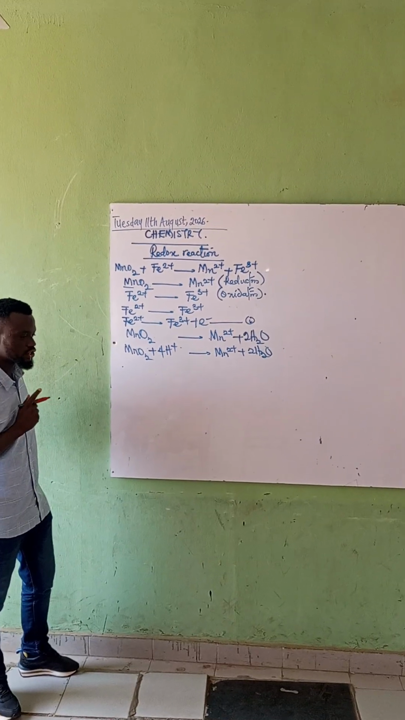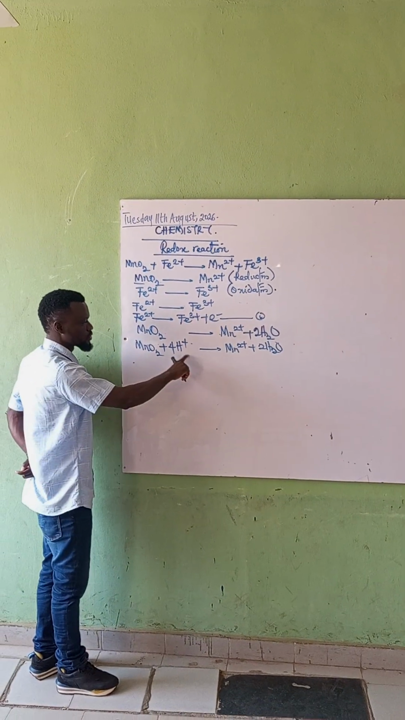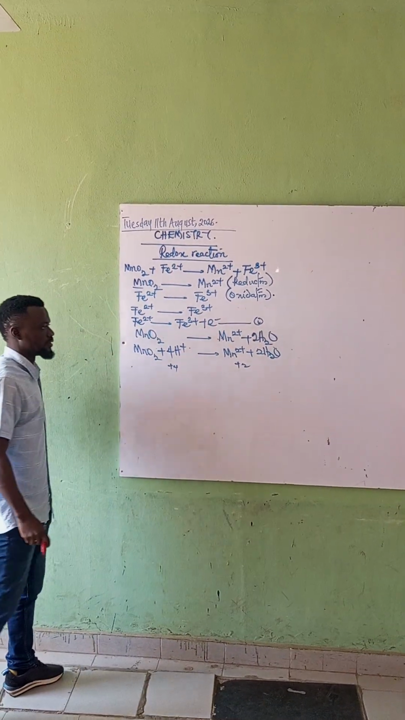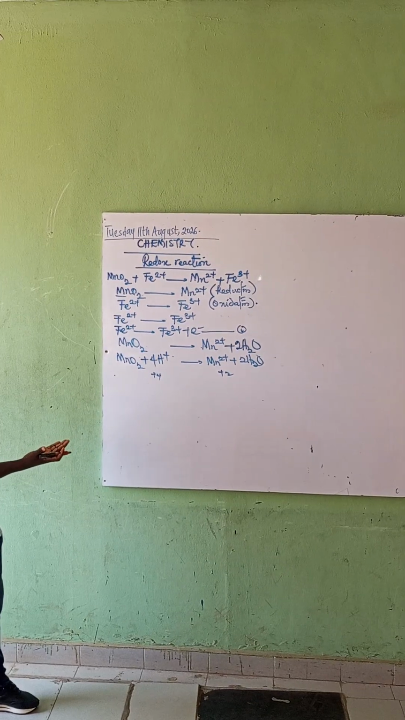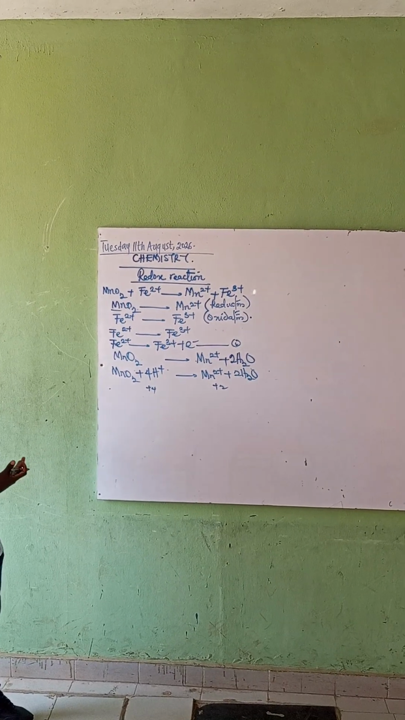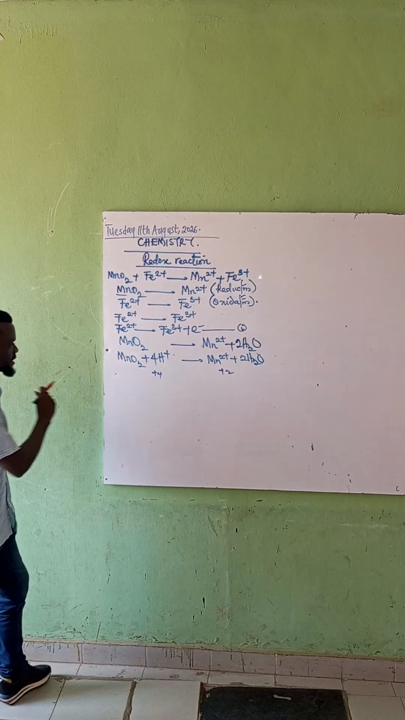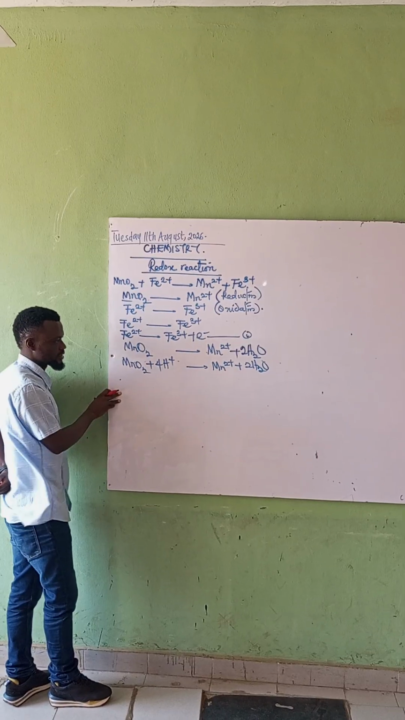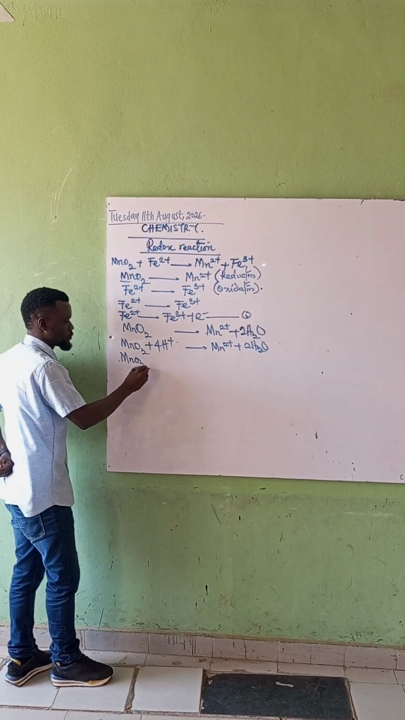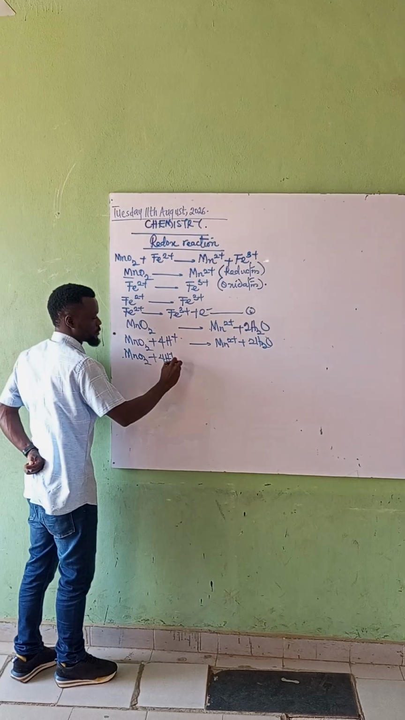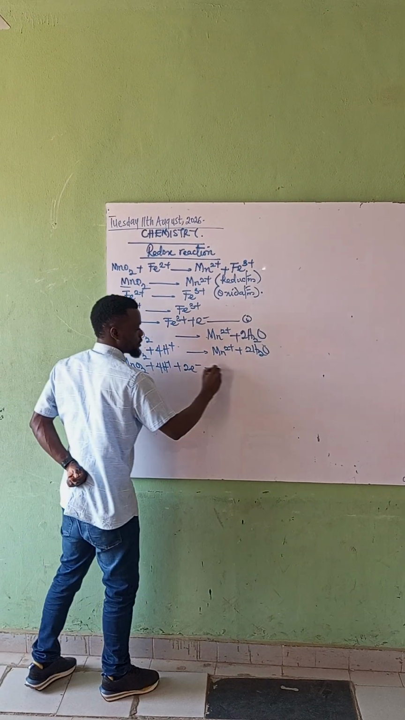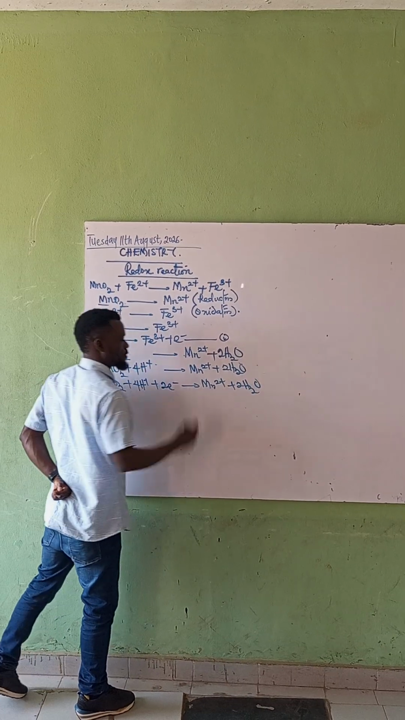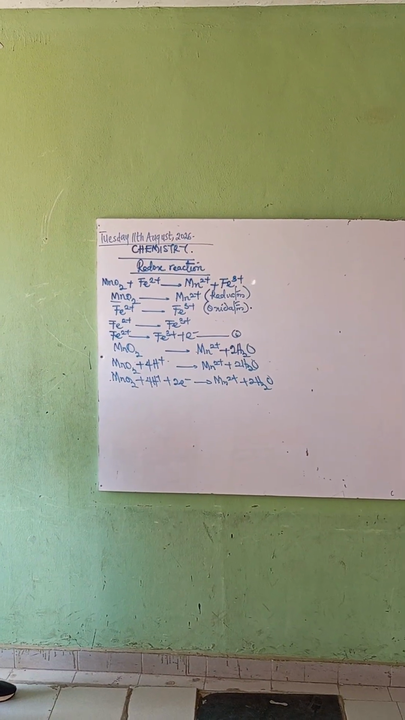Now how do we do that? Let's check. Now we have the plus 4 here, we have the plus 2 here. In order for us to balance this equation now, we need 2 electrons. We need 2 electrons. That 2 electrons, we are adding it to the what? To the reactant side, which is MnO2 plus 4H+ plus 2 electrons to give us Mn2+ plus 2H2O.